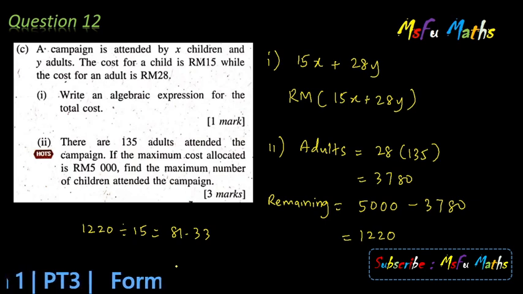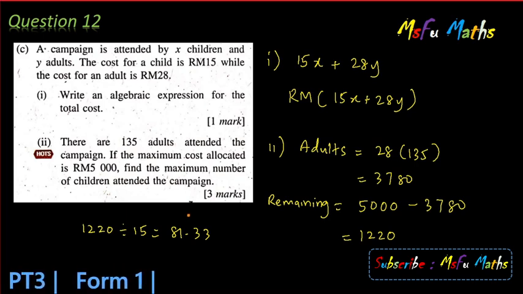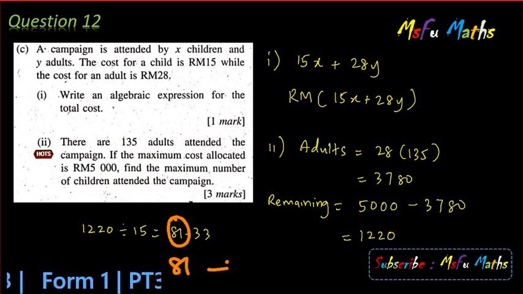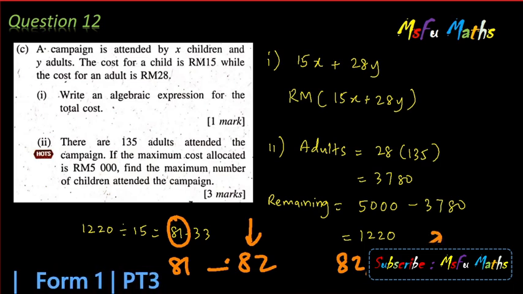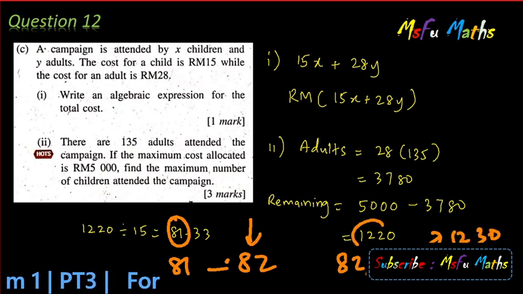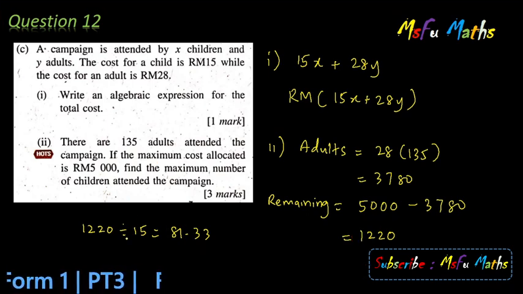If I ask you how many kids, you can't say 81.33 kids. Okay, with these children, right? So it's either 1 child, 2 children, 3 children. So if you have 81 like this, it's either 81 or 82. Okay, so I don't think you can give 82. If you put 82, 82 times 15, what you will get is 82 times 15. You get 1,230, which is more than this already. So the maximum children that can attend the campaign is 81.